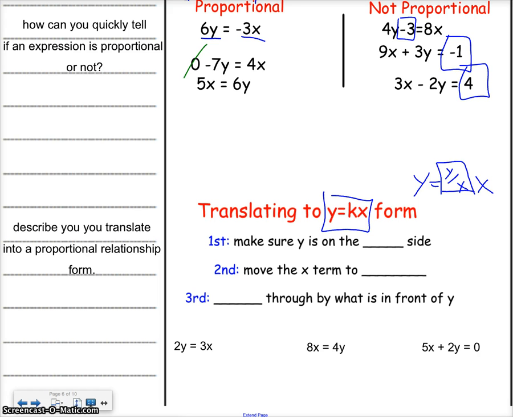Here's how you do it. You make sure y is on the left. You move x to the right side. Do you see? Because y is on the left, x is on the right, and then you need to get y alone. See how y is by itself? So if there's something in front of y, you are going to divide through by whatever is in front of y.